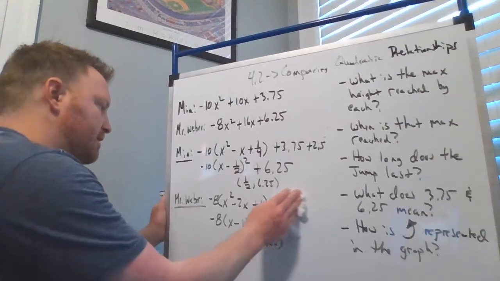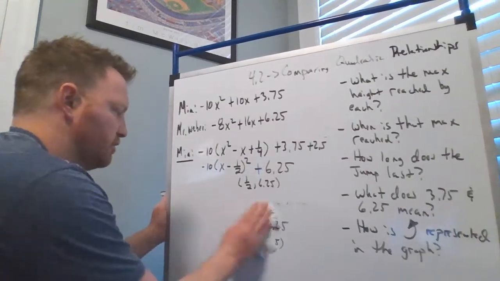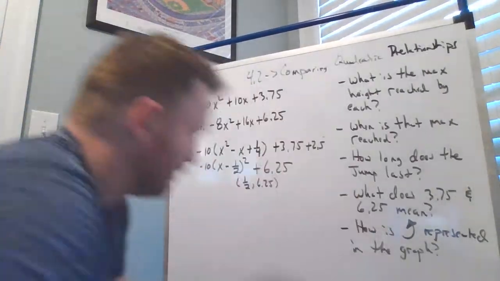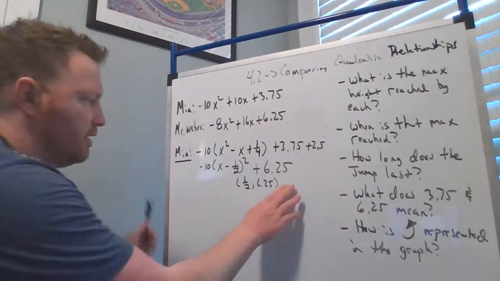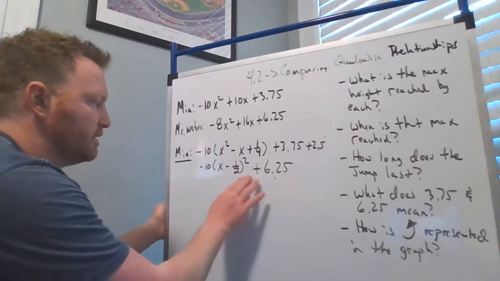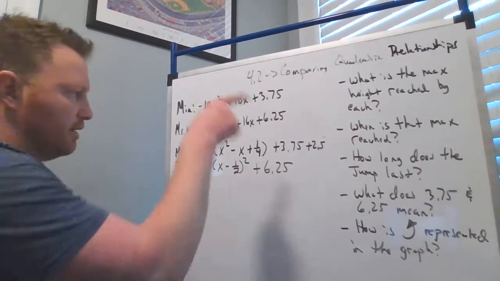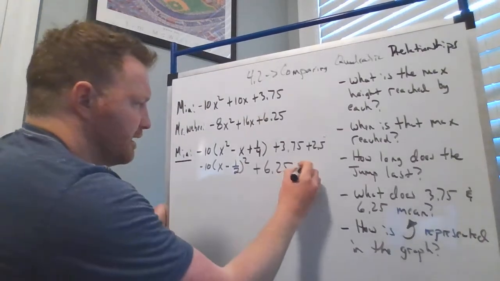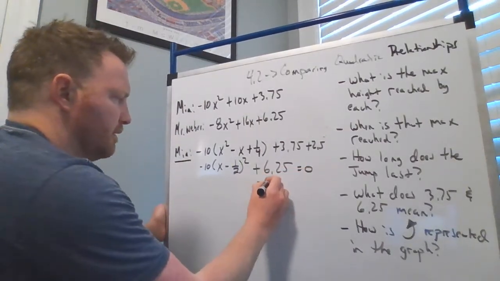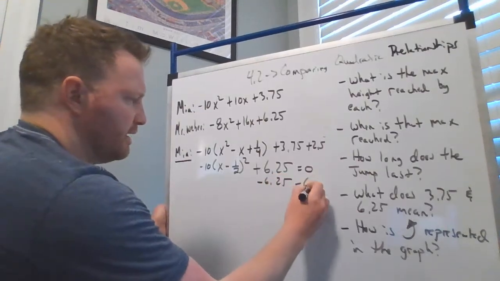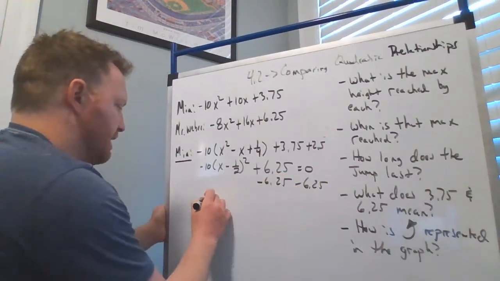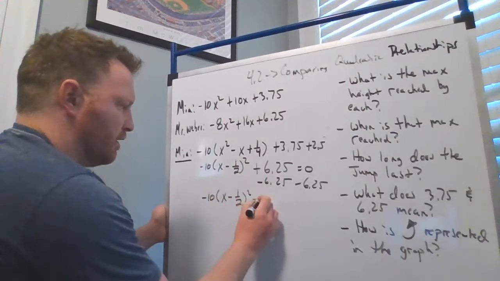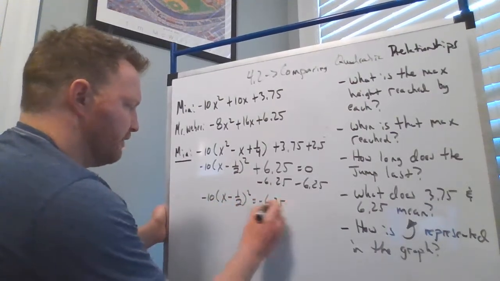So I'm going to erase me, and I'm only going to do Mia. Alright, so let's do Mia. We don't have to worry about this anymore. We know this is a maximum because it's an upside down parabola. So now if I want to solve, just set it equal to 0 and start solving. Minus 6.25, minus 6.25. I get negative 10 (x minus 1/2) squared equals negative 6.25.